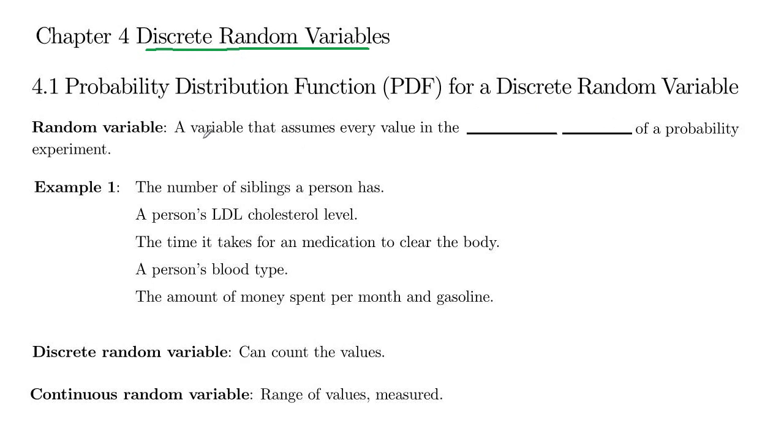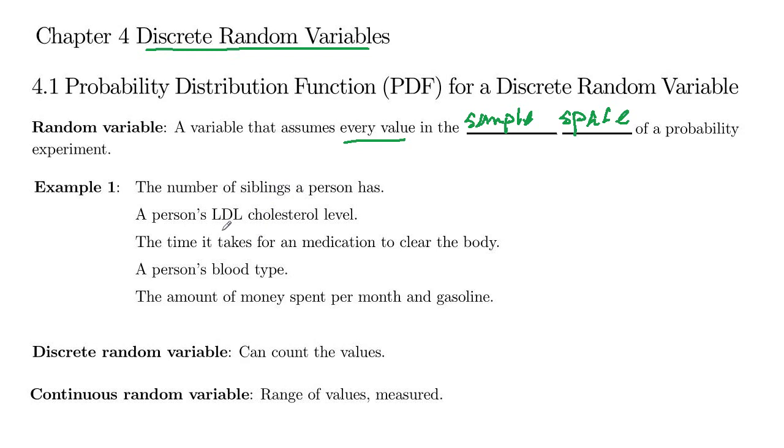Well, it's a variable that assumes every value here in the sample space of a probability experiment. So, for example, number of siblings a person has. So the experiment could be you survey a bunch of people and you ask them, how many siblings do you have? And that number of siblings would be 0, 1, 2, 3, etc.